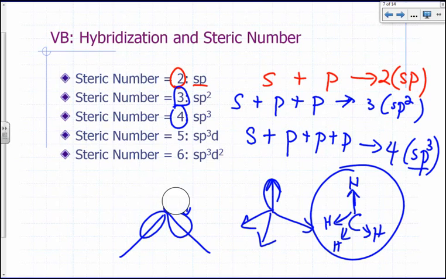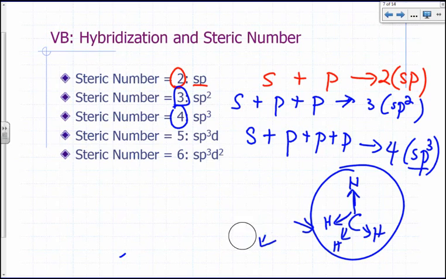For a steric number of 5, you recall, the geometry is trigonal bipyramidal. You have three electron domains oriented 120 degrees apart, right?